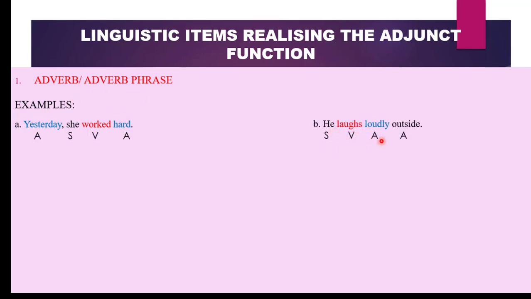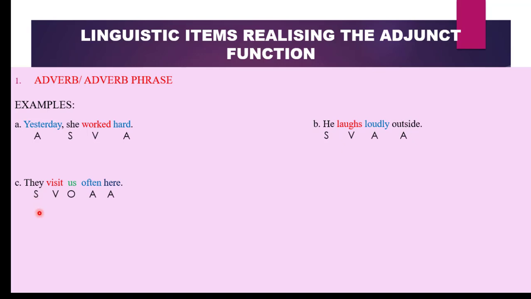He laughs loudly outside. How many adjuncts do we have here? Two of them. How does he laugh? Loudly. This is an adverb of manner, so it will serve as an adjunct. Where does he laugh? Outside. Therefore, this is an adverb of place and it functions as an adjunct. So we have the sentence pattern SVAA.